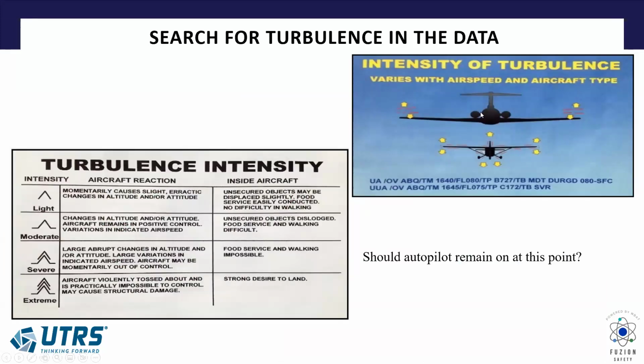As we all know, bigger aircraft handle turbulence better than smaller aircraft. So that's a foot stomper for the rest of my briefing. I need your help to help figure out how much different it is. As you can see here, we've got turbulence intensities saying how it feels with the aircraft. So by the time you get to moderate, it remains in positive control, but in severe, aircraft may be momentarily out of control, and then extreme, it's impossible to control.